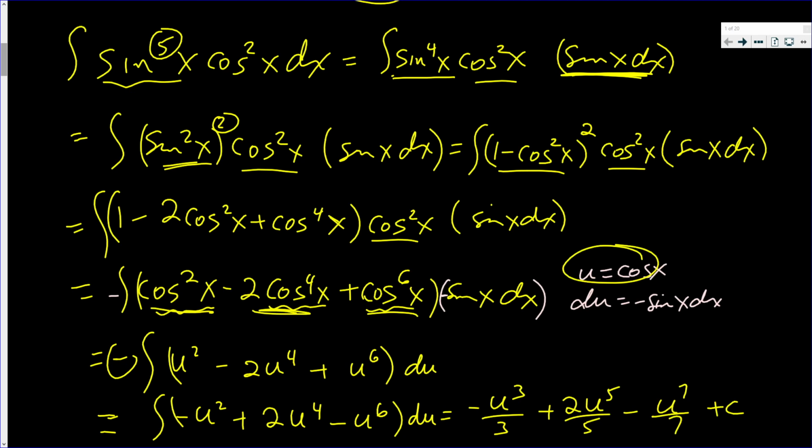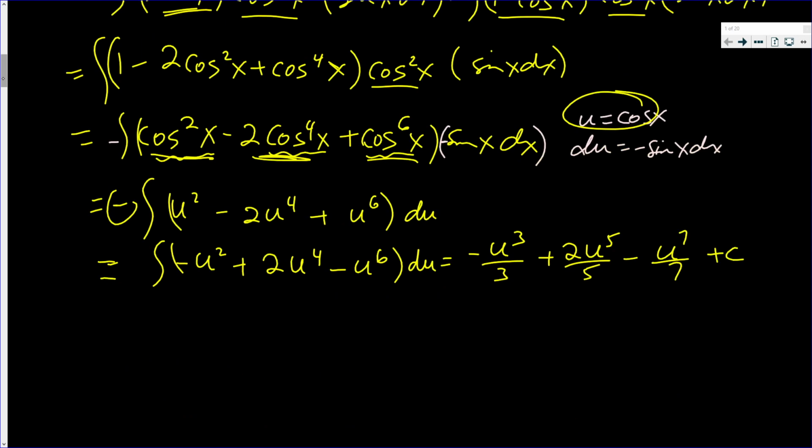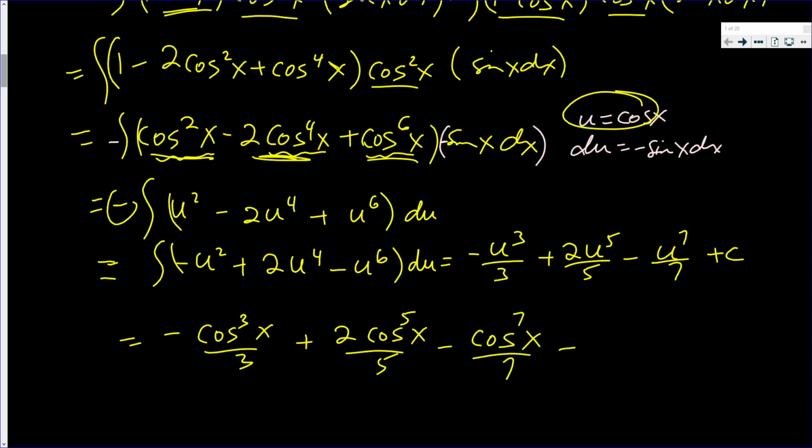And we'll substitute back in what u is. So you get negative cosine cubed x over 3 plus 2 cosine to the 5th x over 5 minus cosine to the 7th x over 7 plus an arbitrary constant. And that finishes that problem.